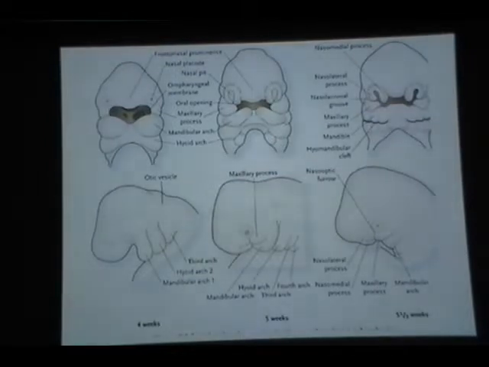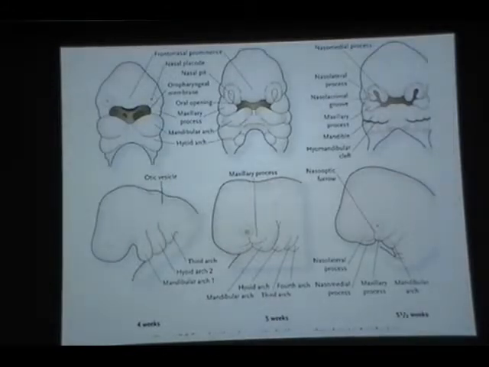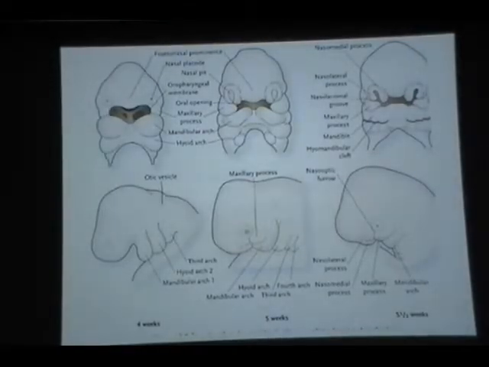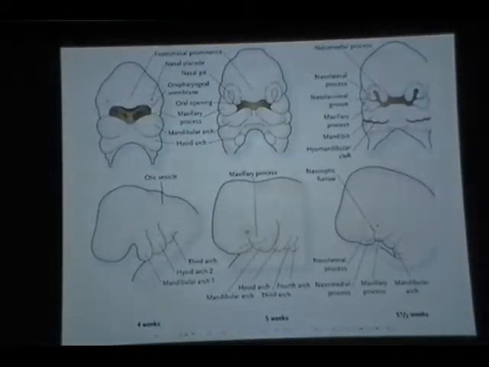We're going to talk about clefting in the face. It's very rare that a mandible doesn't fuse. You can get a mandibular cleft where it doesn't come down and fuse all together, but that's quite rare. This happens very fast, and if it doesn't happen, usually other things are associated, and usually that's a lethal situation. This embryo has other things that are wrong with it if the mandibular process doesn't fuse.